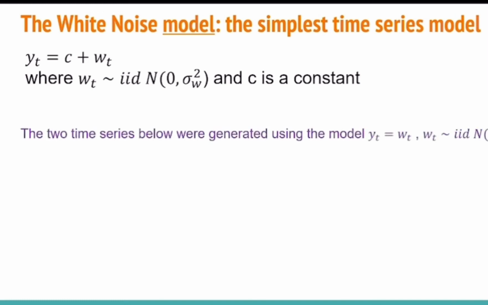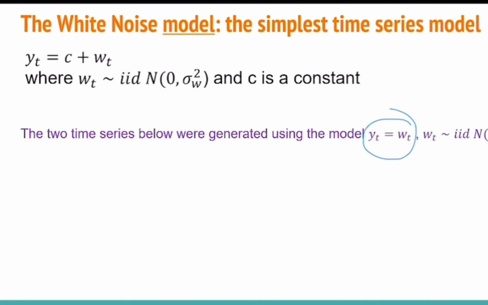Now, if you want to try that, I'm going to give you an example of a time series that we generate from a white noise. Take a look at this: YT equals WT. Don't forget, WT is a white noise.